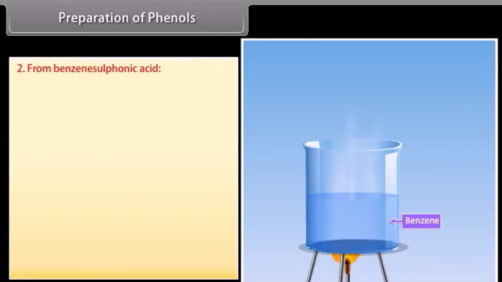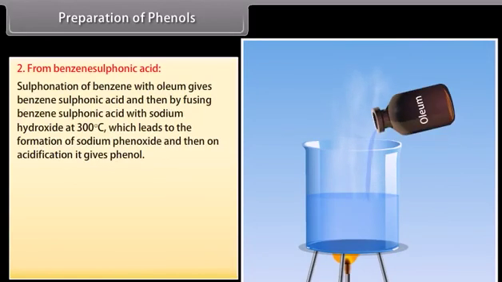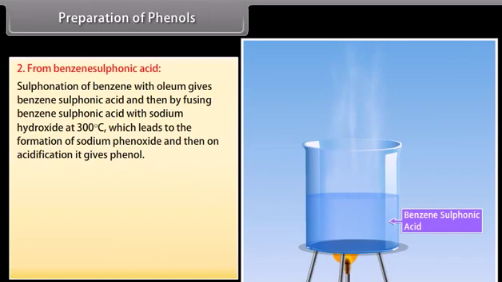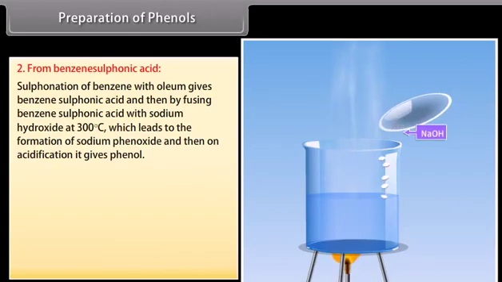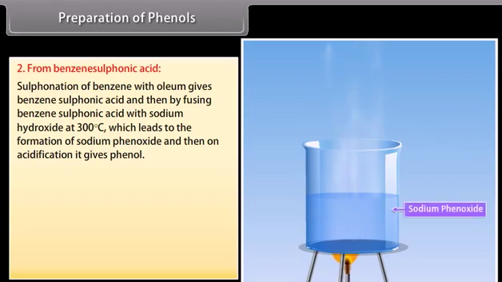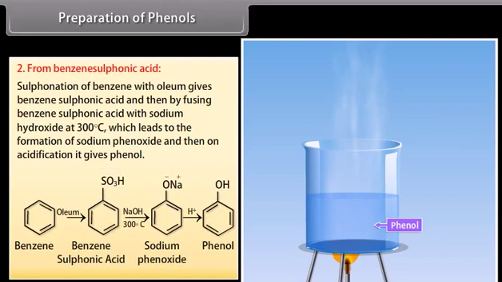From benzene sulfonic acid. Sulfonation of benzene with oleum gives benzene sulfonic acid, and then by fusing benzene sulfonic acid with sodium hydroxide at 300 degrees Celsius, sodium phenoxide is formed, and then on acidification, it gives phenol. Benzene is sulfonated by using oleum to form benzene sulfonic acid, and then on heating with sodium hydroxide, it forms sodium phenoxide. On acidification of the solution, it results in phenol.